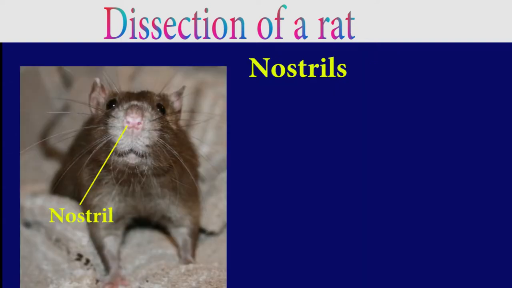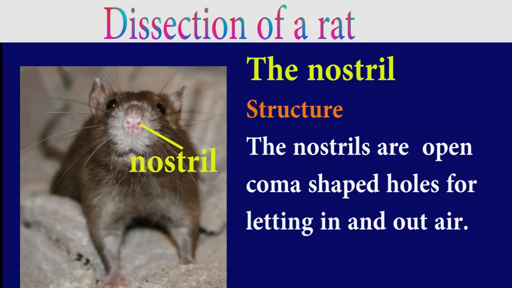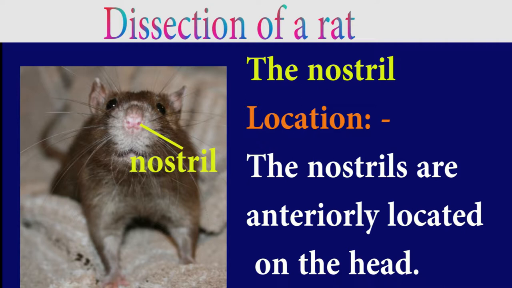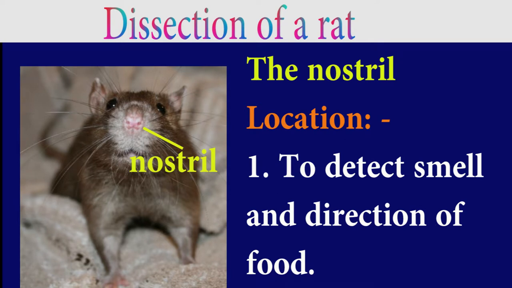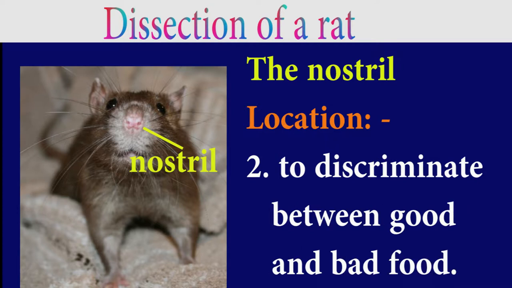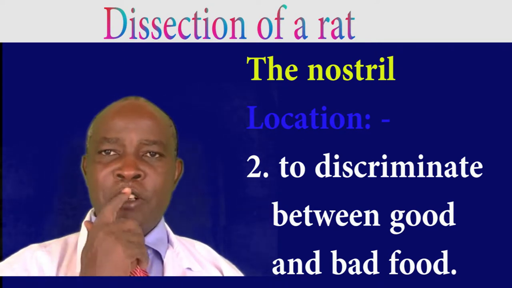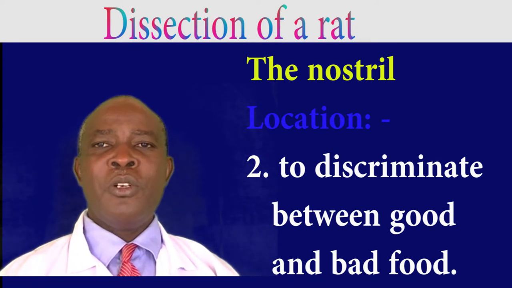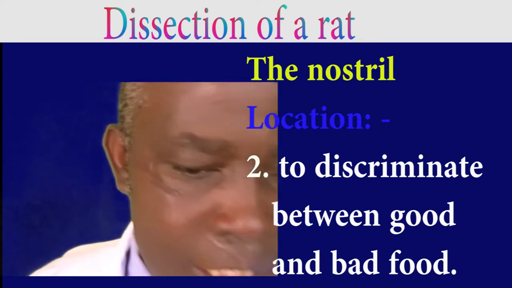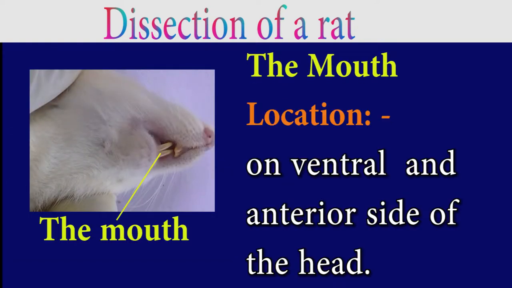The nostril. Structure: they are comma shaped holes for letting in and out air. Location of the nostril: they are on the anterior end of the head for detecting smell and direction of food, and also to discriminate between good food and bad food. The nose is located near the mouth to enable you to discriminate between bad food and good food before you start eating it. The mouth. Location: it is ventral and anterior on the head.